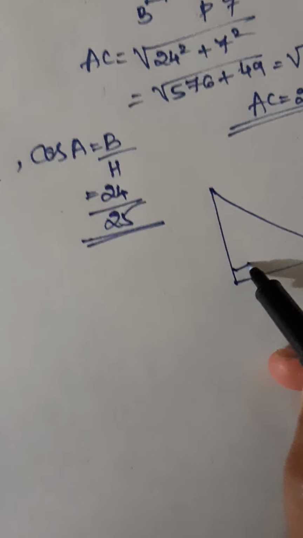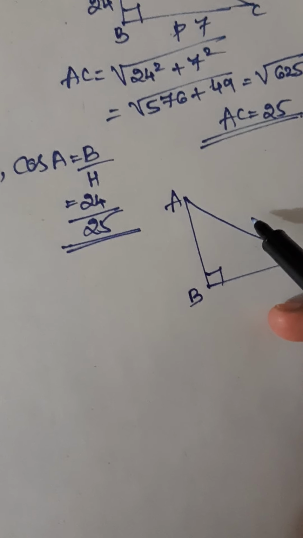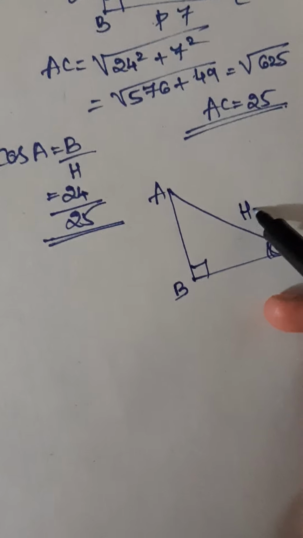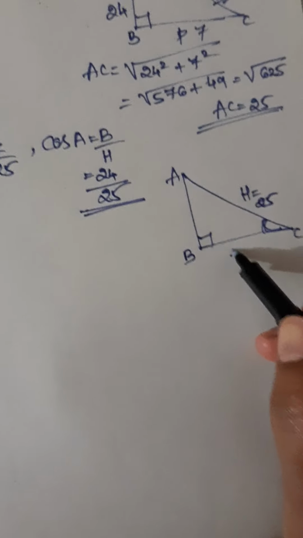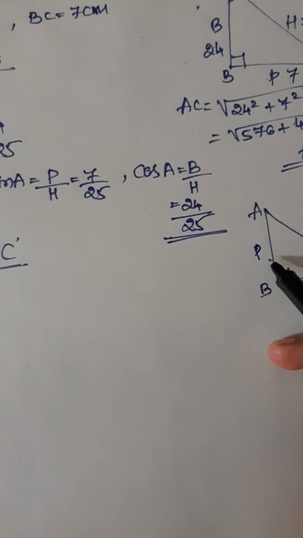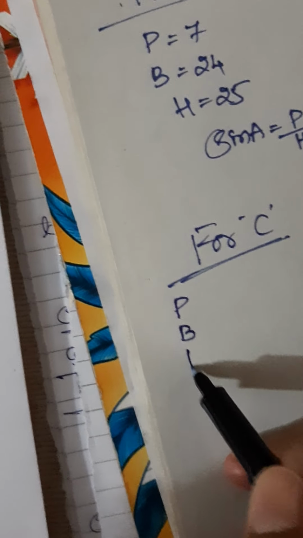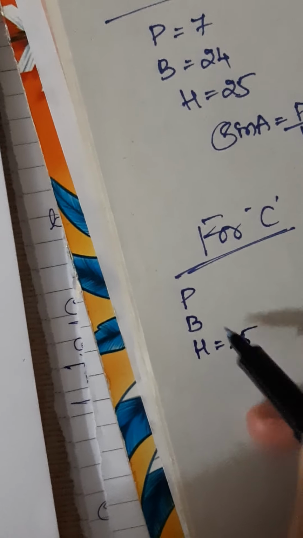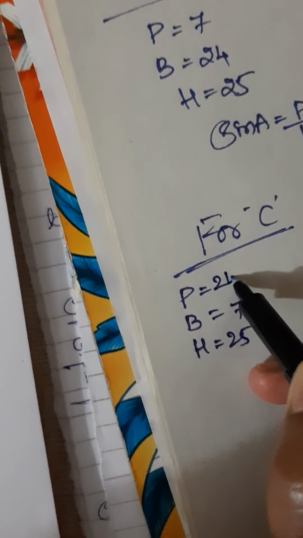Now for angle C, again we can take the same triangle, just as angle C we are taking here. Everything is the same, only the base and perpendicular are interchanging here. So H is equal to 25 obviously, base is equal to 7, perpendicular is equal to 24.